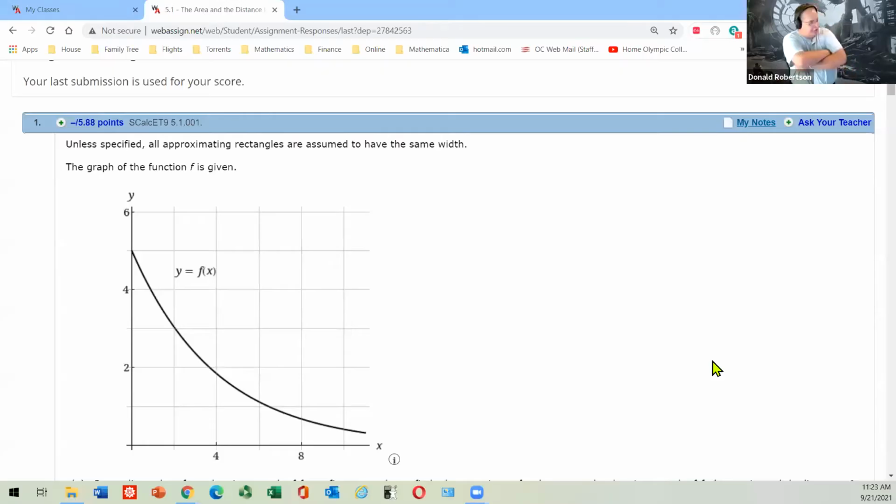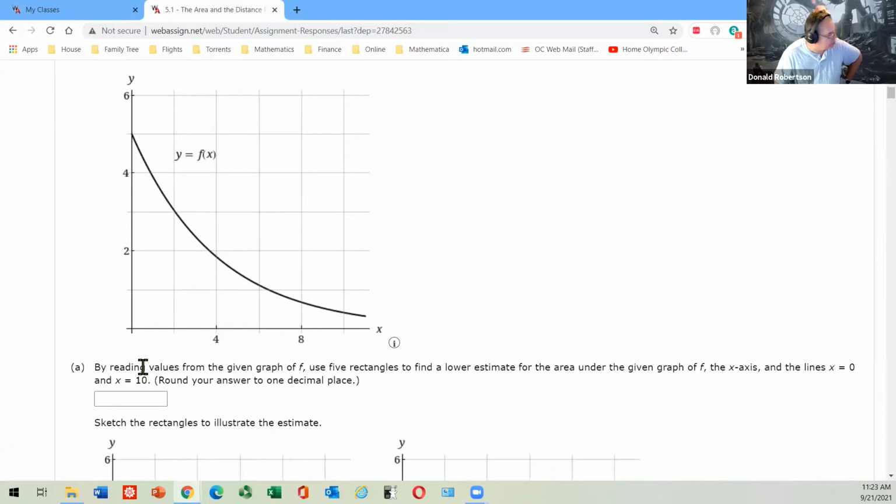Do you see it's a decreasing function? Pretty obvious, you can see it. Just closing some windows here. And I want to read values from this graph. 5 rectangles, so I guess they've just told me that n equals 5, haven't they? I'm writing that down.